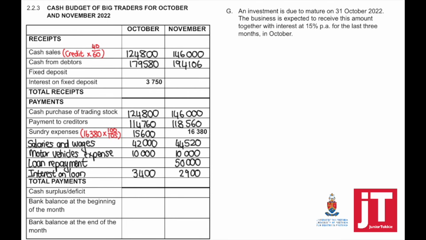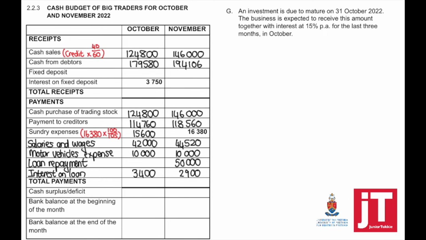The next one, an investment is due to mature on 31 October 2022. The business is expected to receive this amount together with interest at 15% per annum for the last 3 months in October. So this is now asked a little bit differently and it's a bit challenging. Now, I need to find out what is the investment amount that will mature. So now they've provided the interest on the fixed deposit amount to us. And remember, it says it's for the last 3 months.